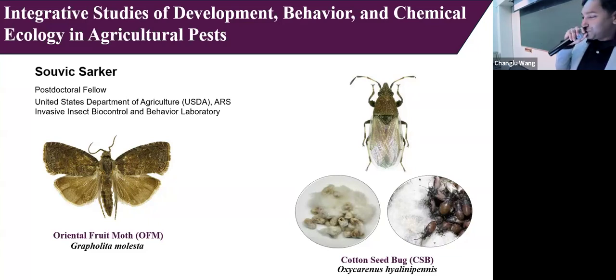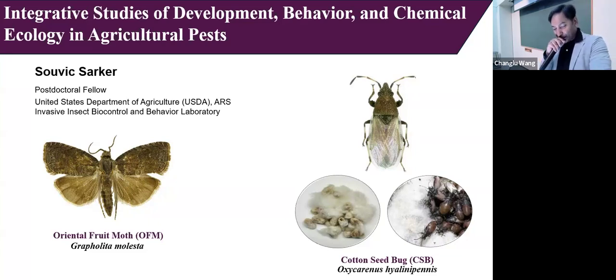Actually, today I want to present a short part of my research life and my current research work. Today I want to talk about two agricultural insects. One is the Oriental fruit moth, Grapholita molesta, and another one is the cotton seed bug, Oxycarenus hyalinipennis. So currently I'm working with this cotton seed bug.